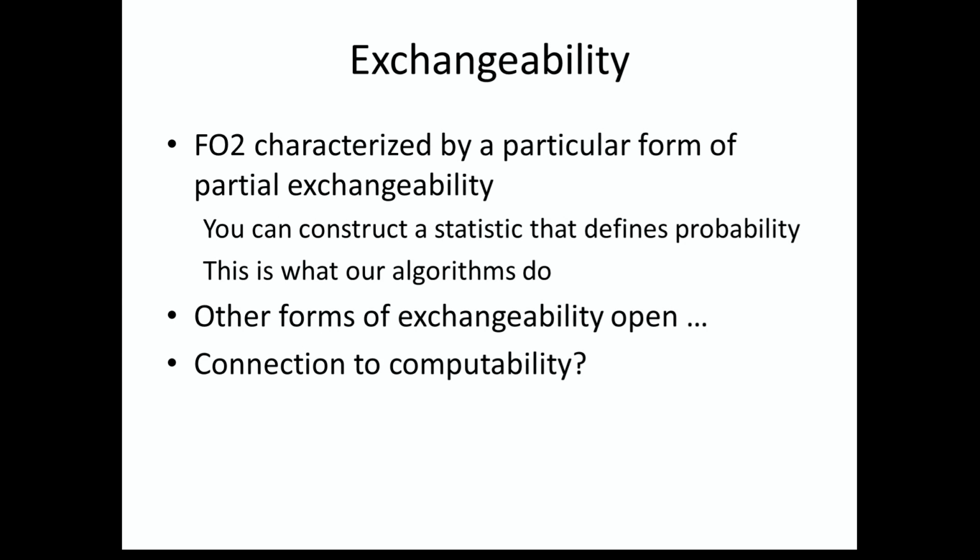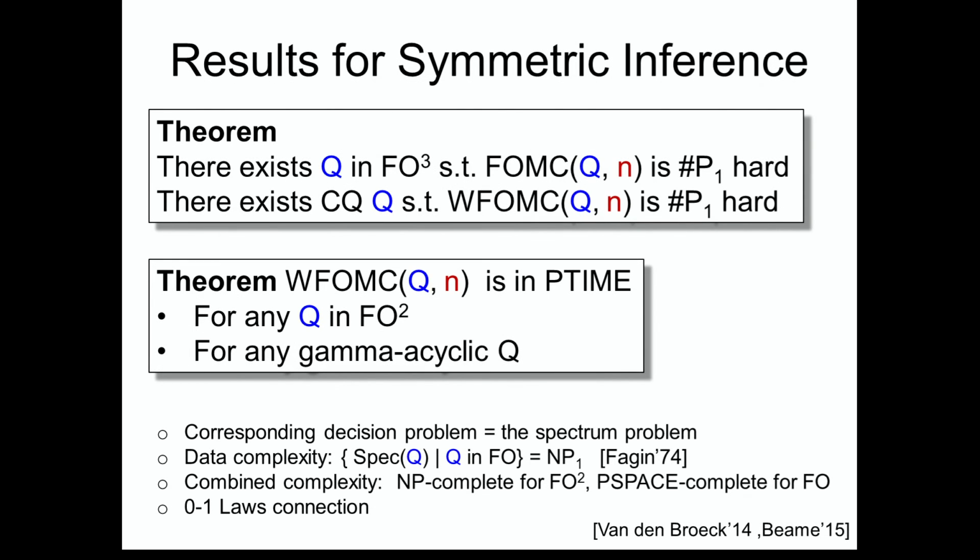Yesterday, there was a very interesting talk on exchangeability that I watched on YouTube because I wasn't here. So there, I think exchangeability is used to characterize what's computable, and in this work, exchangeability is used to characterize what is efficiently computable in polynomial time. So there's some connection there that I don't understand, but I think is interesting. For instance, the whole tractability of FO2 can be characterized as a specific form of partial exchangeability with a specific type of statistic. So there's a connection there that I don't have time to talk about.